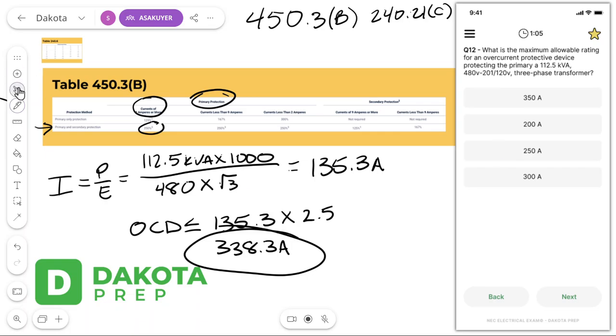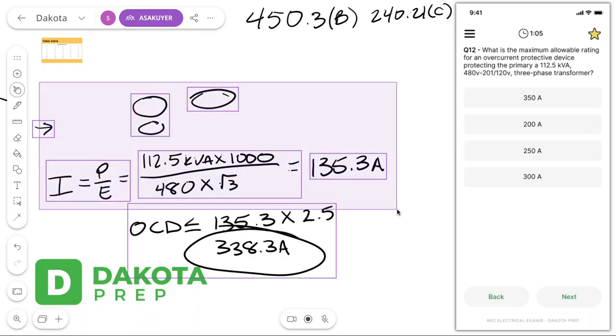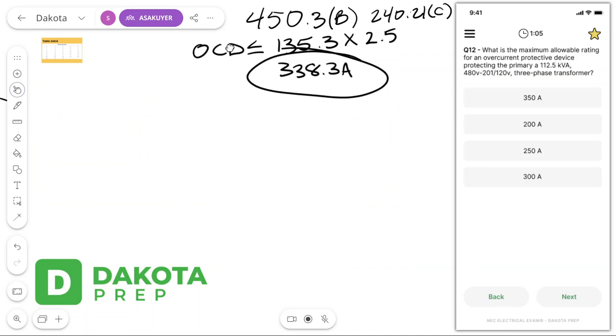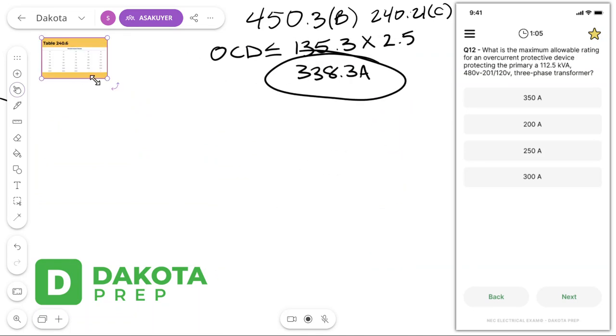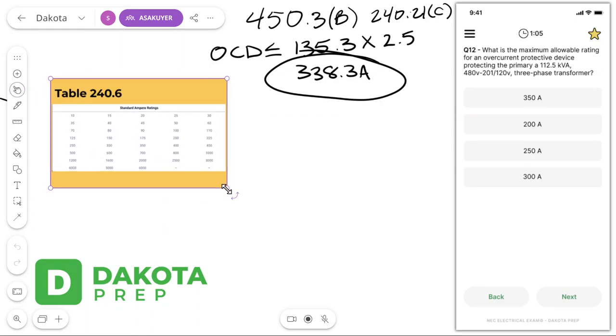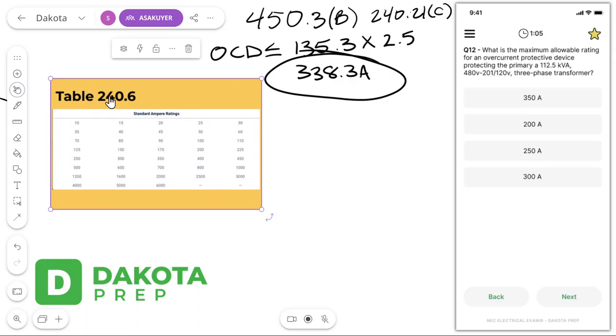Now you guys see a problem with that? Why don't you go to your local supply house and say, hey, I'm needing a 338 amp breaker. And they're going to say, well, good luck, right? So we can't exceed that, since no note 1. We can't exceed that. So we go cruise over to table 240.6, and we find the next highest size breaker or fuse that's less than 338.